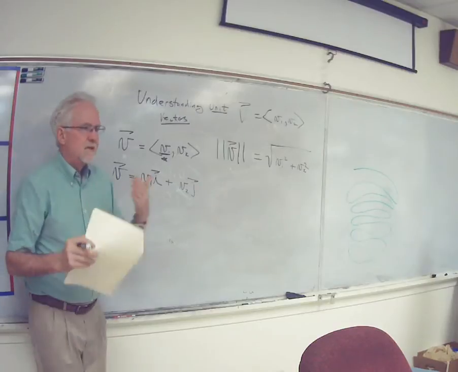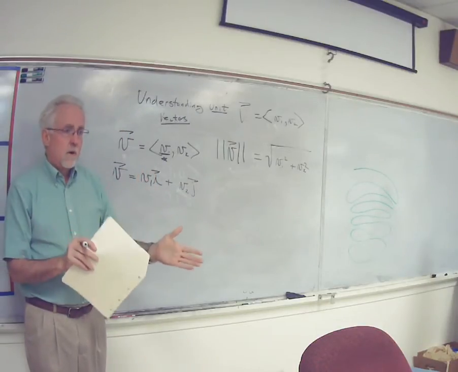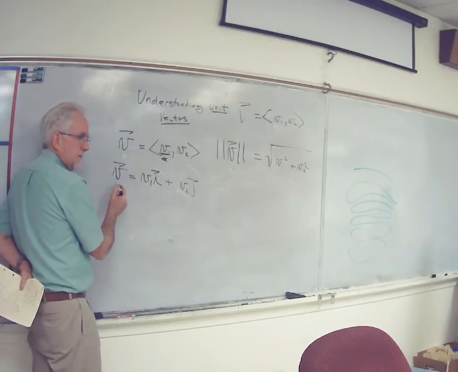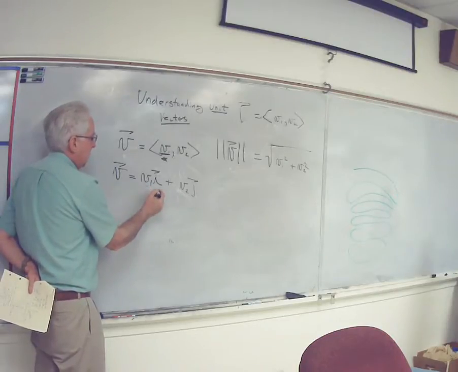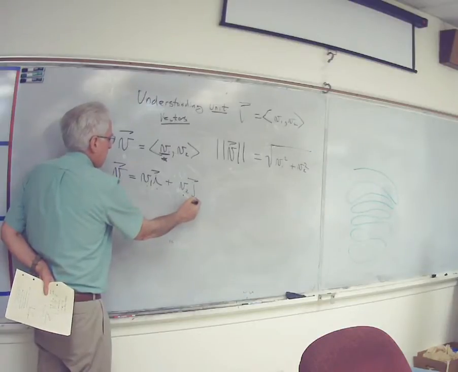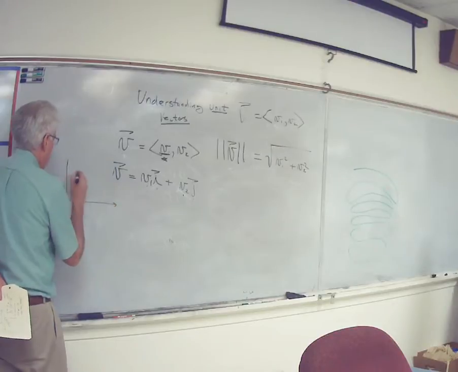And guys, I know it sounds like I'm repeating myself, but if you can keep track of what are numbers and what are vectors, it'll make sense. v is a what? A vector. v1 is a what? A number. i is a what? A vector. v2 is a what? A number. j is a what? A vector. Okay, so let's think.